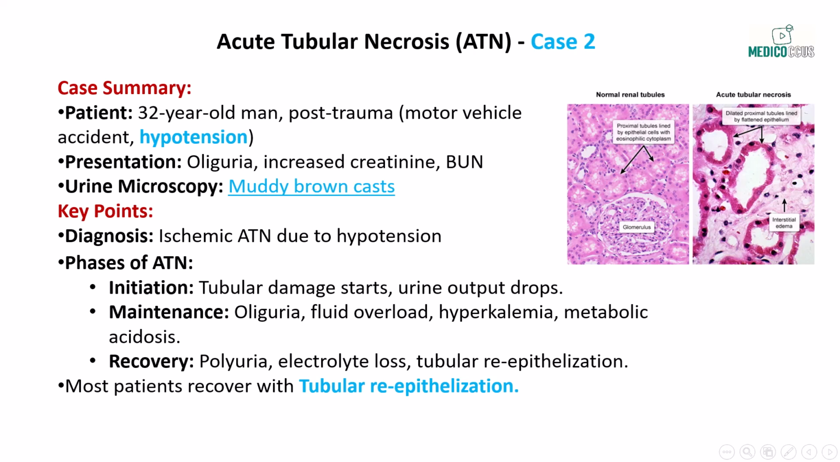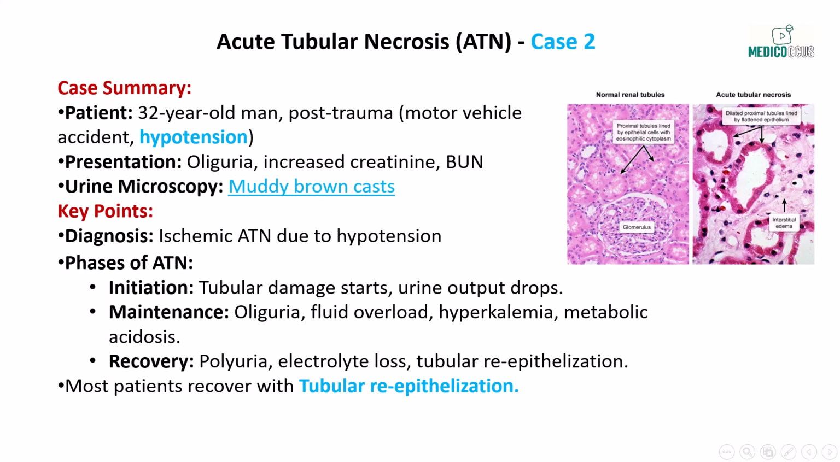Finally, the recovery phase. In this phase, the tubules reepithelize and begin to recover. However, this process takes time, and during the early recovery period, patients may experience polyuria, in which urine output increases due to impaired tubular resorption, leading to loss of electrolytes like sodium and potassium. The GFR returns to normal more quickly, but full recovery of tubular function may take time.